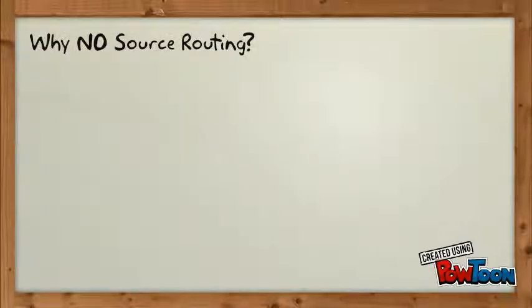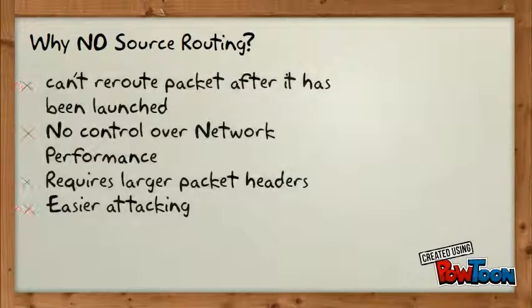Source routing also has its own disadvantages. It can't reroute a packet after it has been launched since it comes with a source address, and it has no control over the network performance. So if there's network congestion, there's nothing you can do about it. And it requires large packet headers, and it's also easier to attack.